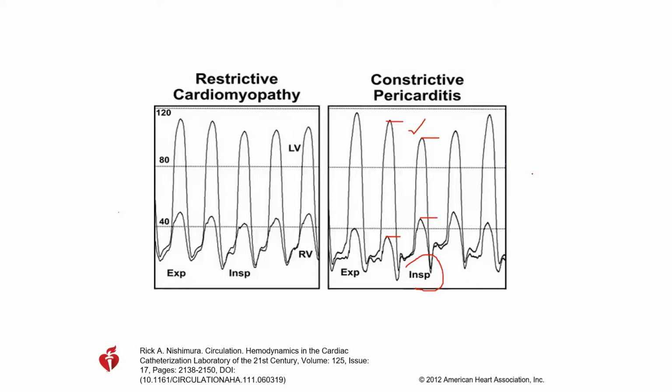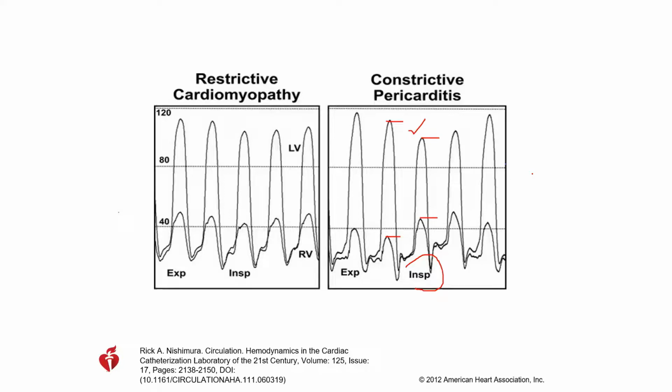And why do we have this tracing? How could you explain it based on the pathophysiology? In respiration, the vein is compressed by the pericardial effusion, so the venous return to the heart will be decreased. Okay. Yeah, due to interventricular dependence. Yes, exactly. This is what I'm looking for.